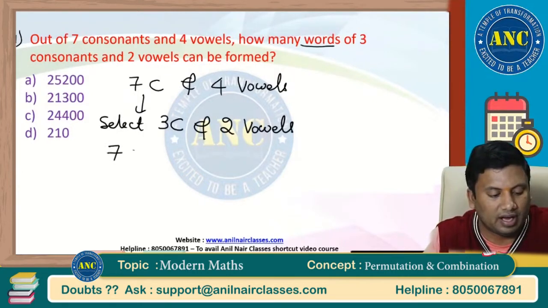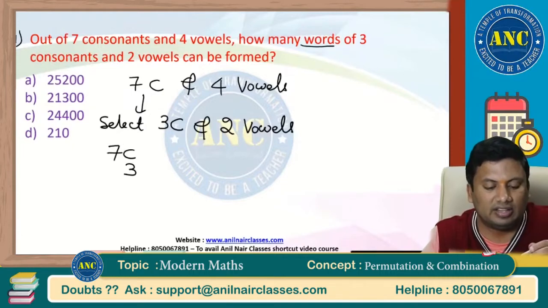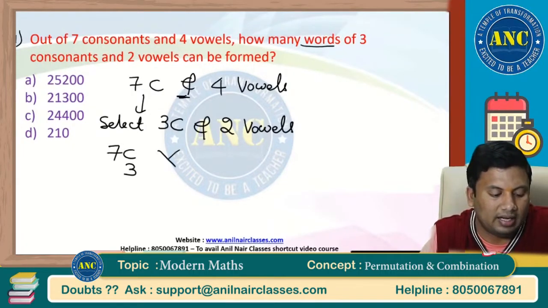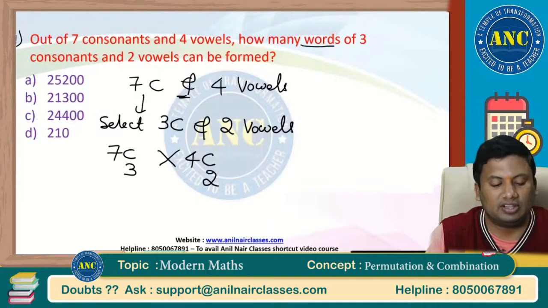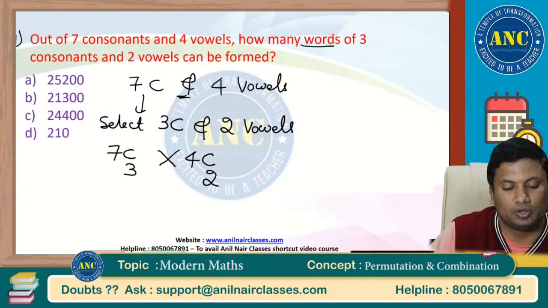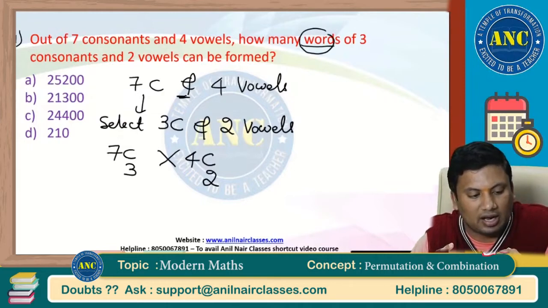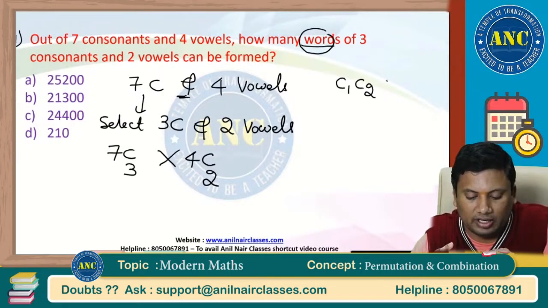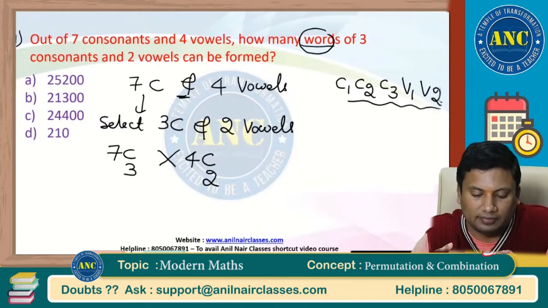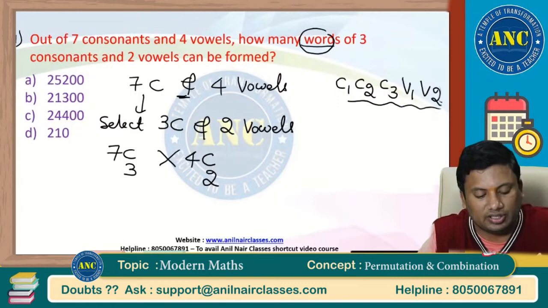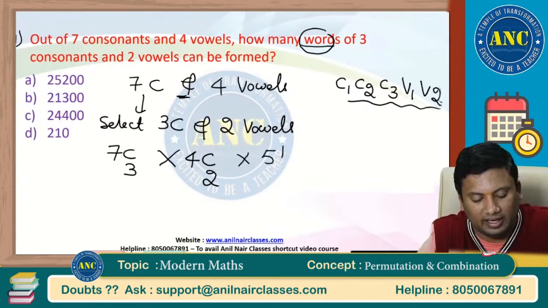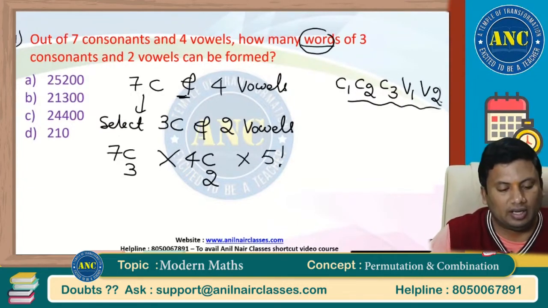Out of 7, I need to select 3: 7C3. This is an AND, one after the other, into out of 4 vowels, I need to select 2. 7C3 and 4C2. But the question is not over. I need to form words. A word is a combination of 3 consonants and 2 vowels. So these 3 consonants and 2 vowels, total 5 letters, can be arranged in 5 factorial.